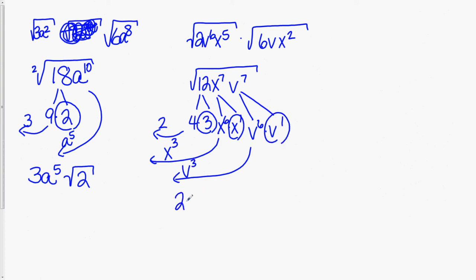So I had a 2x cubed v cubed come out. And then what I have circled stays underneath, 3xv. So that's how you would work that one. Okay, let's do another one that's a distributive property.